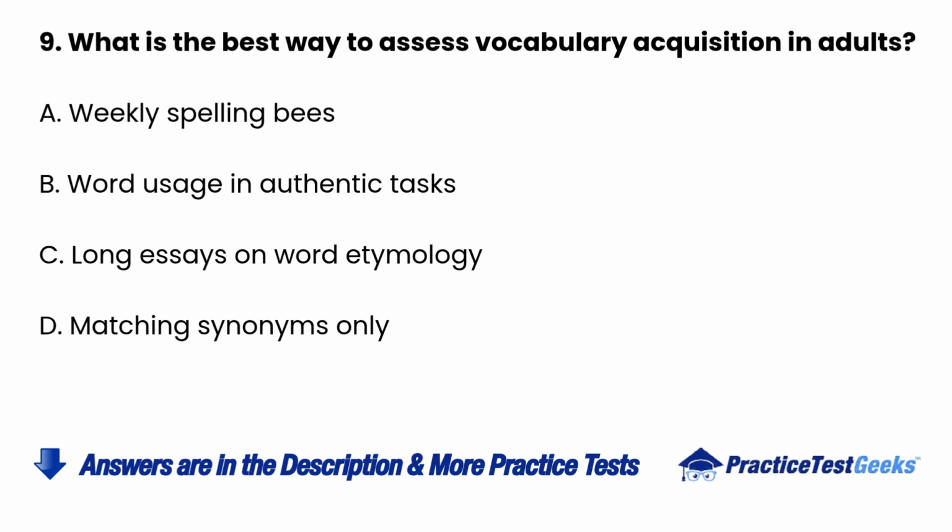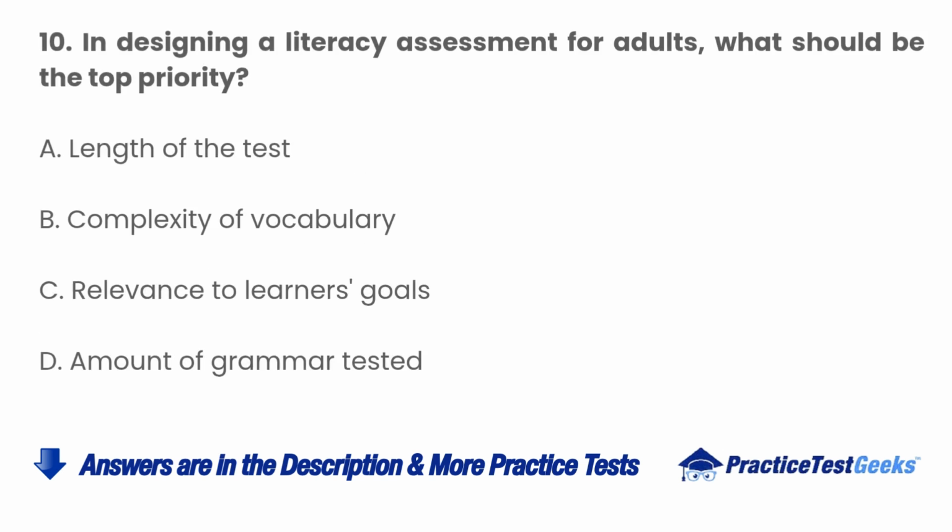9. What is the best way to assess vocabulary acquisition in adults? A. Weekly spelling bees. B. Word usage in authentic tasks. C. Long essays on word etymology. D. Matching synonyms only.